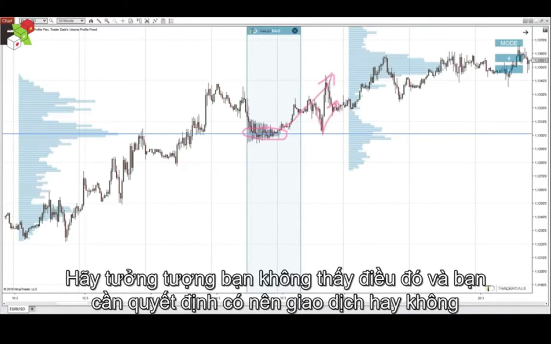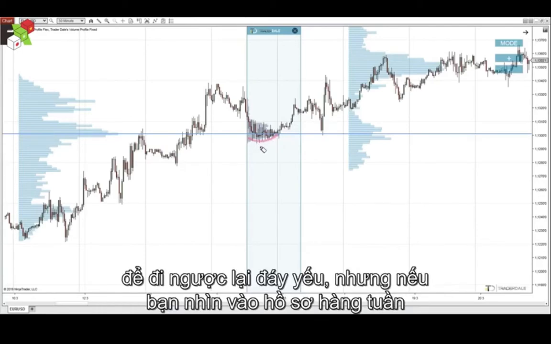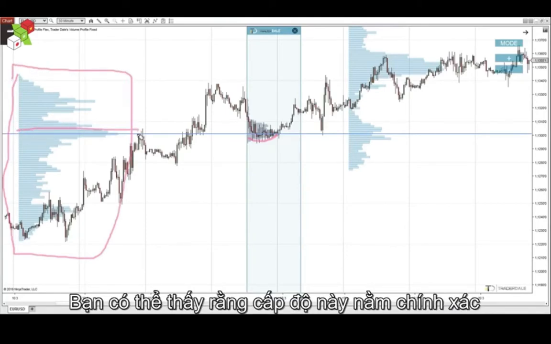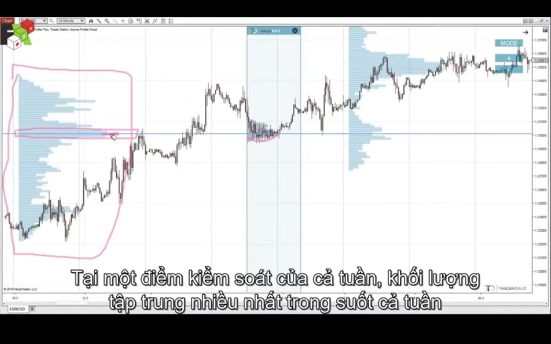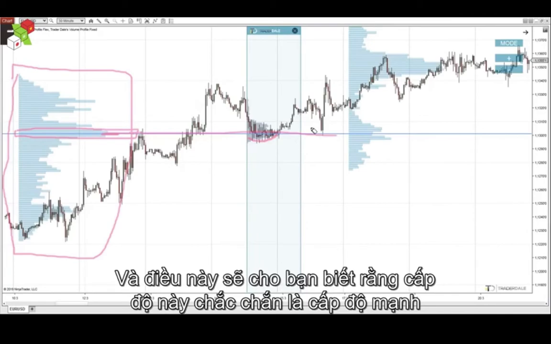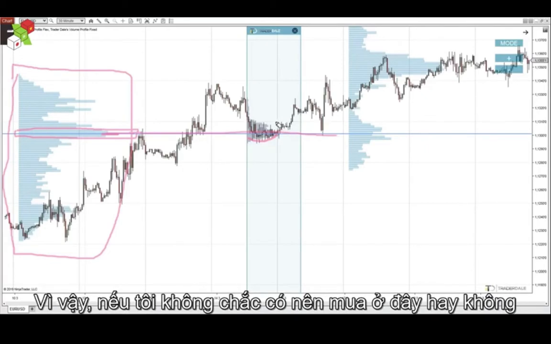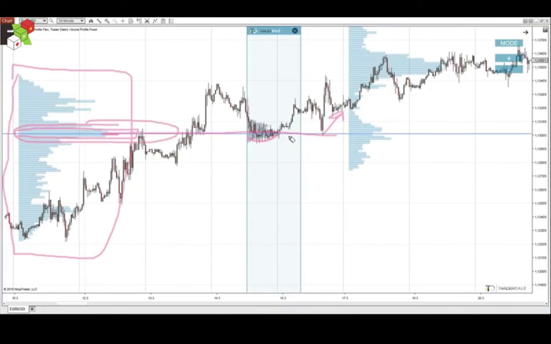But let's imagine you don't see that, and you need to decide whether to take the trade or not. The downside to this level is that here is a very weak low, and it's pretty risky to go against a weak low. But if you look at the weekly profile, you can see that this level lies exactly at the point of control of the whole week. The heaviest volumes throughout the week get accumulated here. And this should tell you that this level is definitely a strong level to go long from. This is a nice confirmation of the level. So if I wasn't sure whether to take this long or not, this would make me take the trade. Alright?